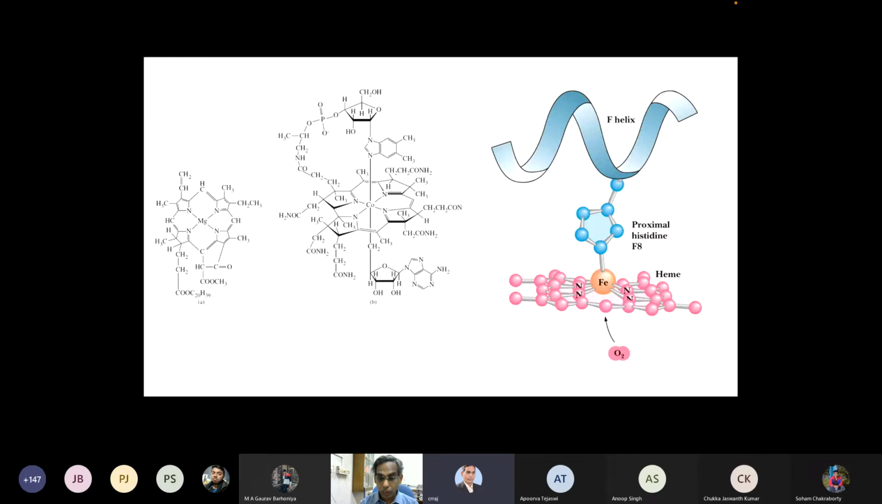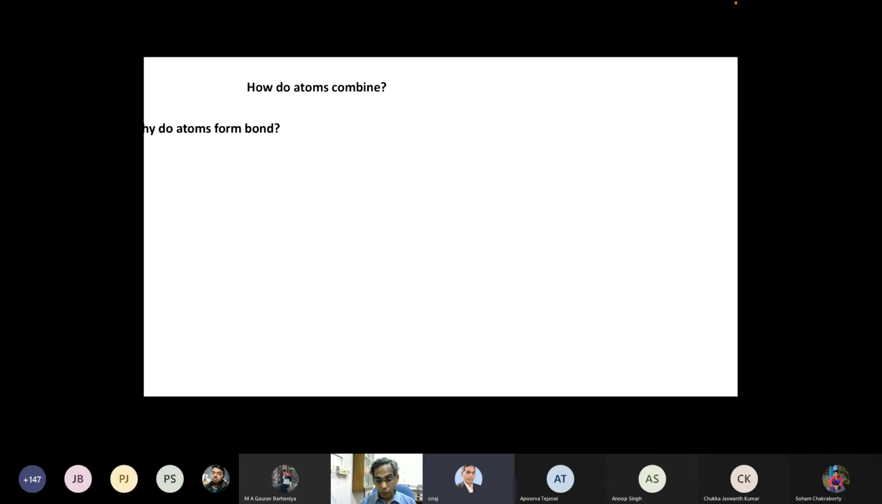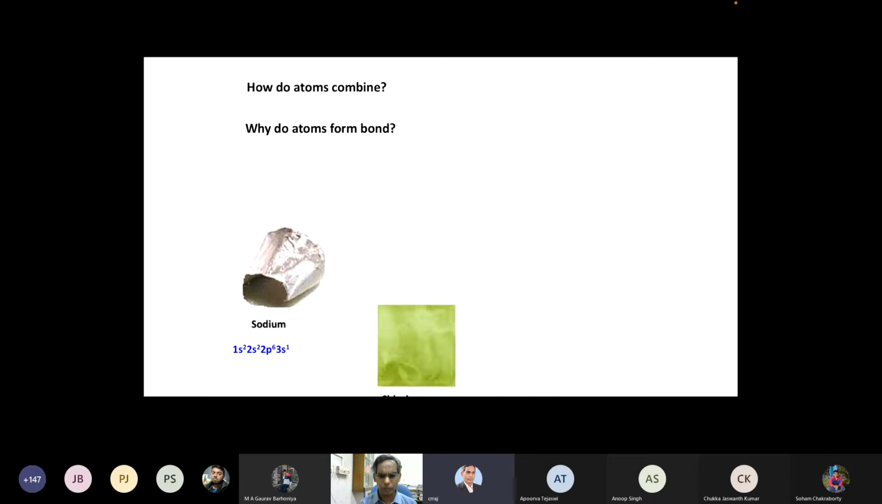So various aspects we have seen. Yeah, you can see the image here. That is the chlorophyll, your vitamin B12 and your hemoglobin. So now my question is very simple, right? How do atoms combine, or why do atoms form bonds?